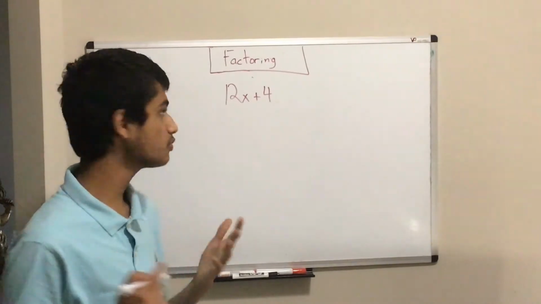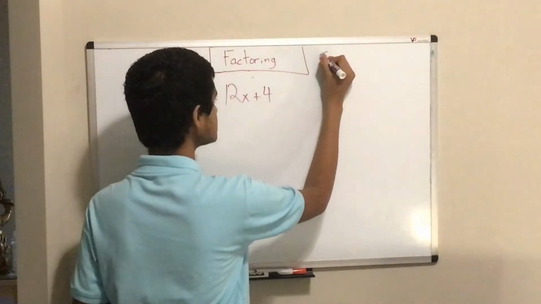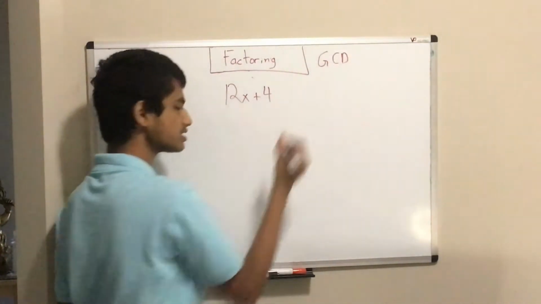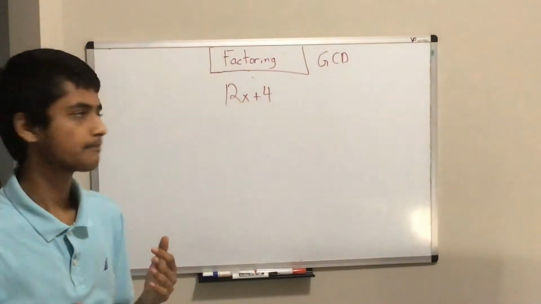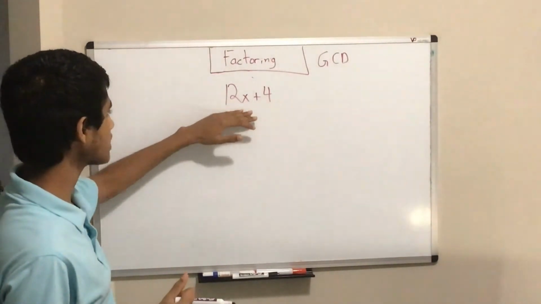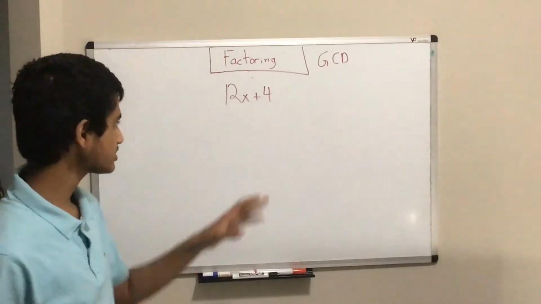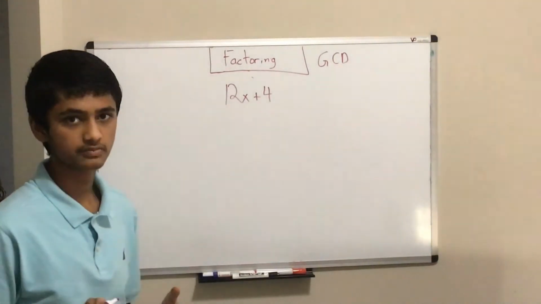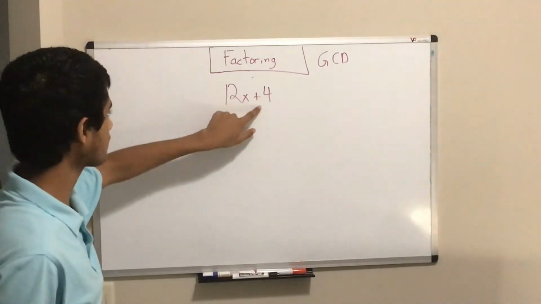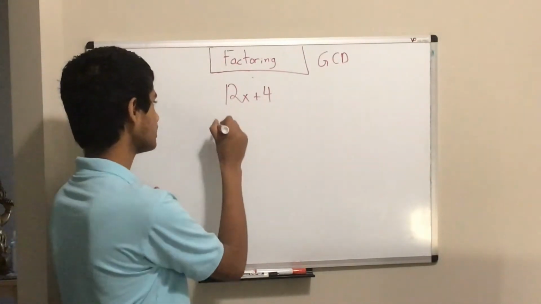So the first thing we need to do is find a GCD. And basically what a GCD is, the greatest common divisor. So we need to try factoring this out and finding the greatest common divisor that goes into both of these terms, or into all the terms if there are more than two terms. So let's try rewriting this.